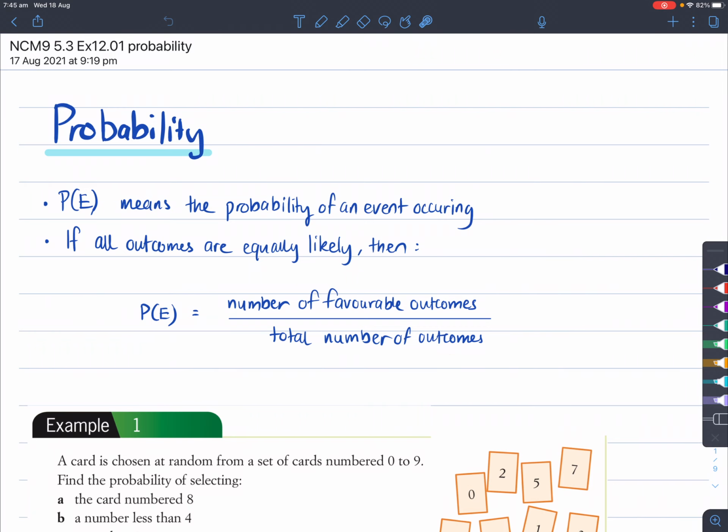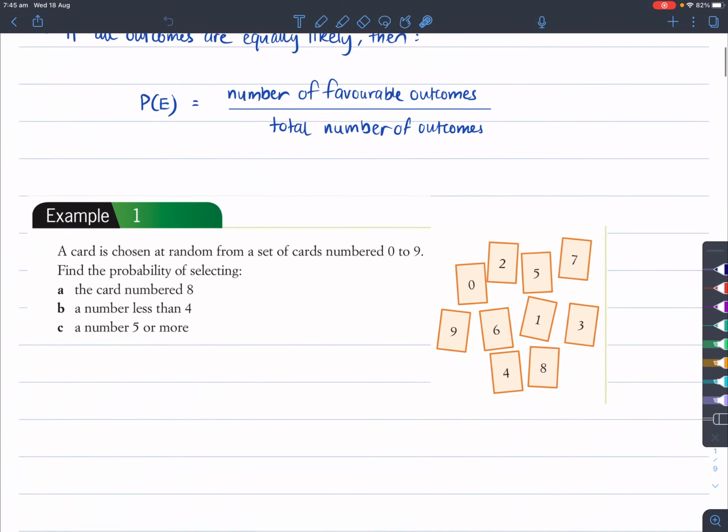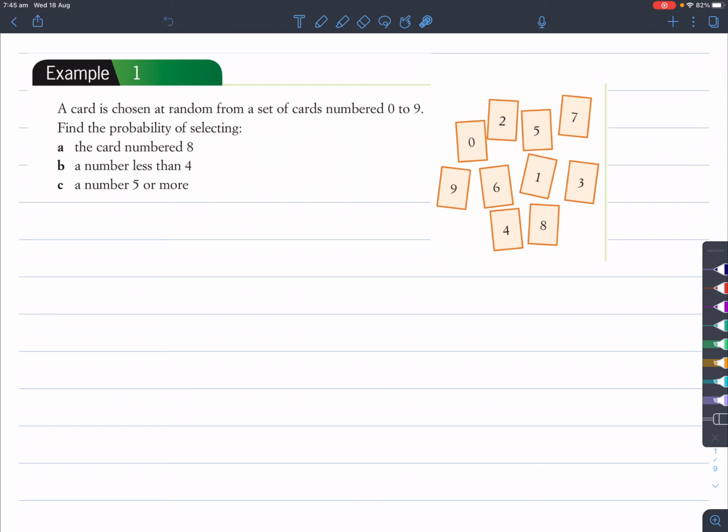In example 1, a card is chosen at random from a set of cards numbered 0 to 9, meaning there are 10 numbers in total if you count all the cards here. Find the probability of selecting the card numbered 8. There's only number 8 here, and there's only one of them out of the 10. So we say the probability of getting 8 is basically 1 out of 10.